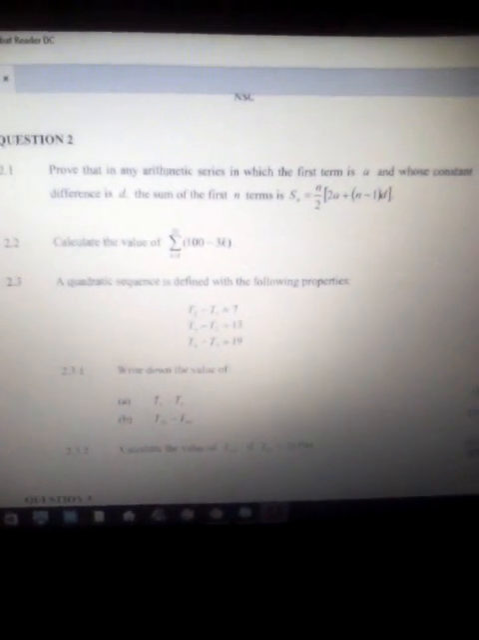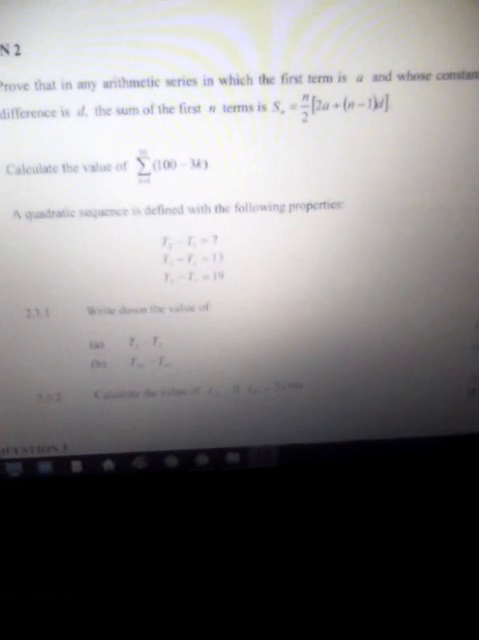Start with question 2 because we have already done question 1. So let's go straight to question 2. This is question 2, 2.1. Prove that in any arithmetic series in which the first term is a and the constant difference is d, the sum of the first n terms, Sn, is equal to n divided by 2 all into 2a plus n minus 1 all into d.